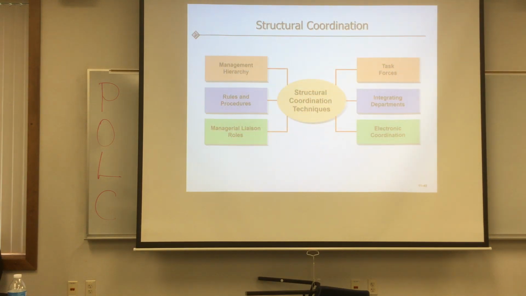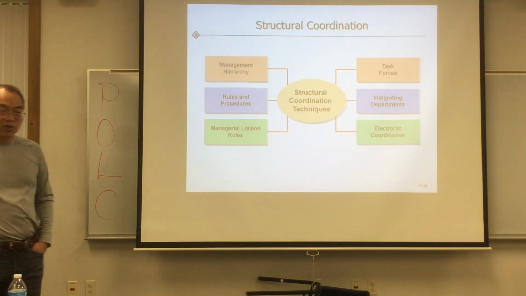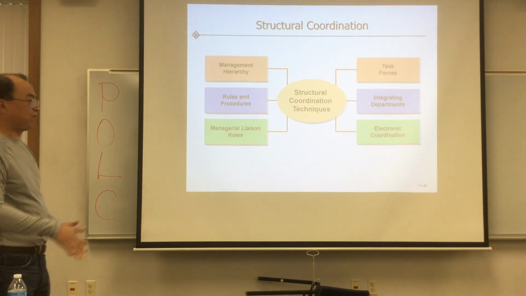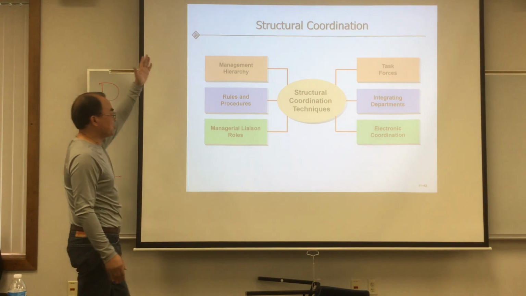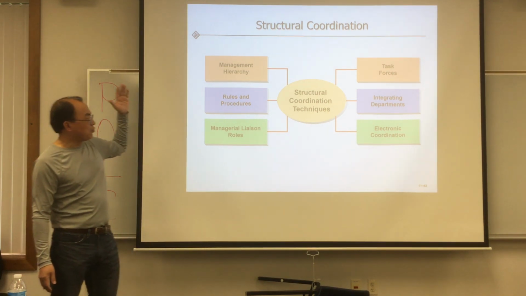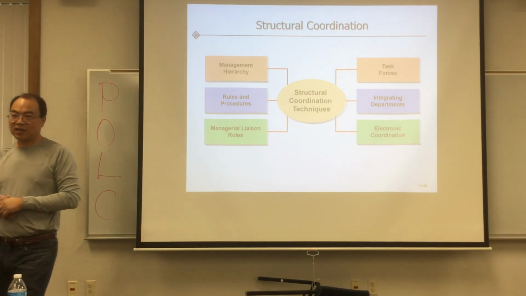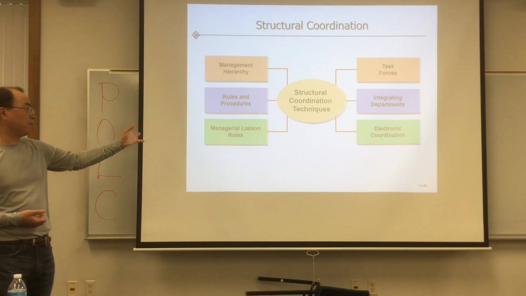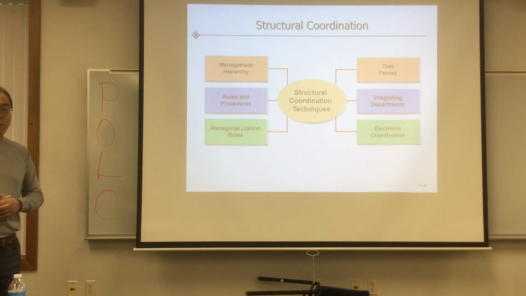Okay. But there are a lot of things you could do to make sure they coordinate well. You could have a very tall hierarchical system, but also you have rules and procedures. People follow certain procedures. We have procedures in universities. The semester must be 16 weeks, right? Also you have to have a liaison, a middle person to arrange activities. And also you have a special task force right now.